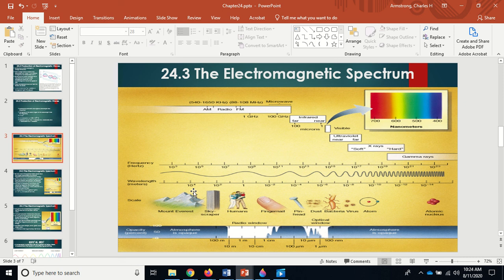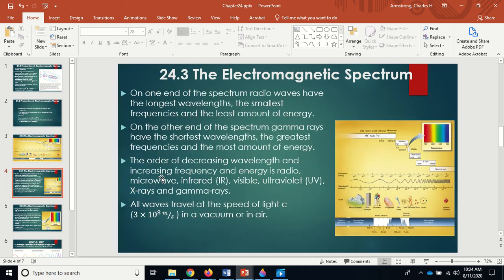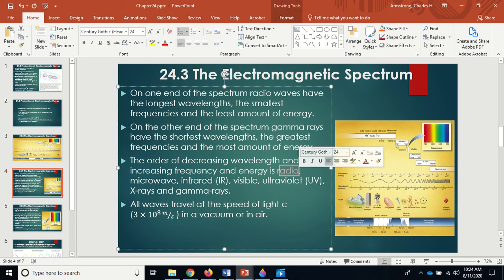So here's the electromagnetic spectrum. This is the best one I've ever seen. It has tons and tons and tons of information. It's out of an astronomy book. But you can see here, it goes all the way from radio, microwave, some electromagnetic spectrums you see we'll put microwave within the radio part of the spectrum. But anyway, radio, microwave, infrared, visible, ultraviolet, X-rays, and gamma rays, okay?